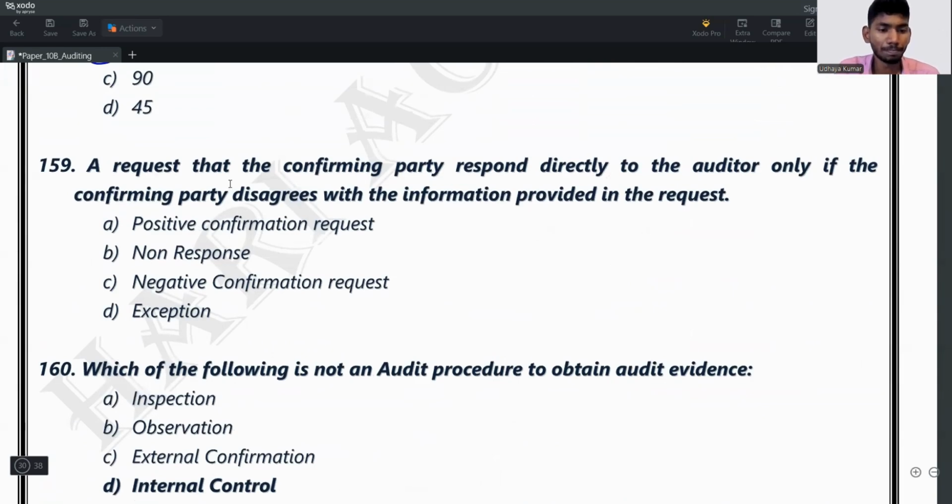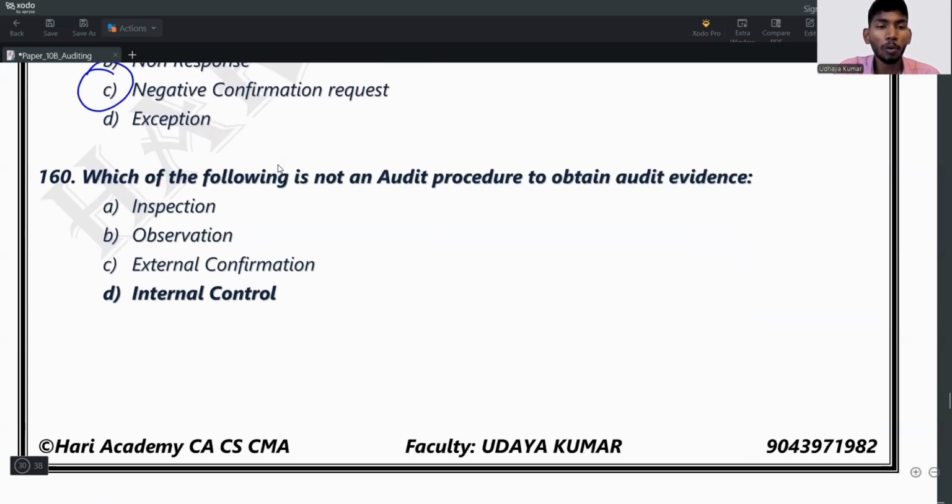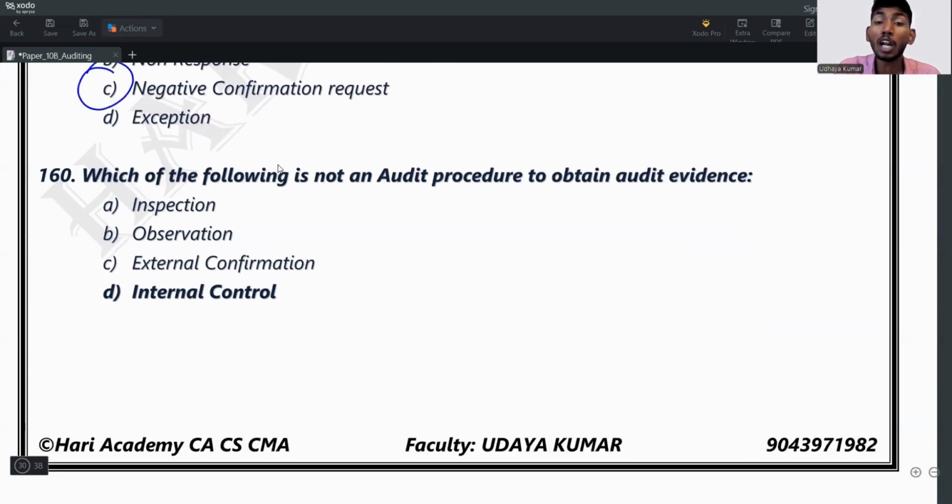So which is nothing but a negative confirmation request, a type of confirmation used in auditing where the auditor requests the confirming party to respond only if they disagree with the information provided in the confirmation request. Okay, if the confirming party does not respond, it is assumed that they agree with the information stated. So here the right option is negative confirmation request. Okay, so option C.